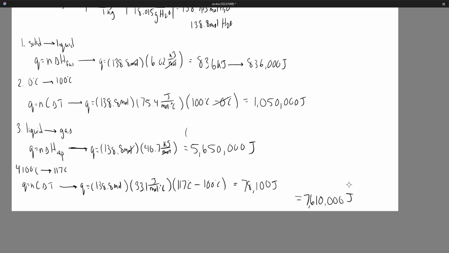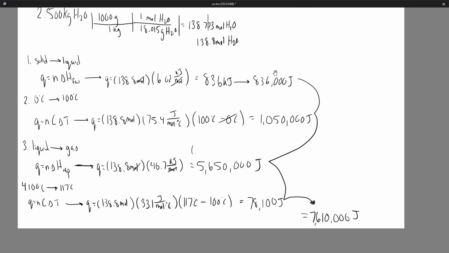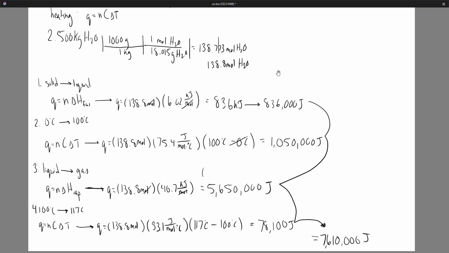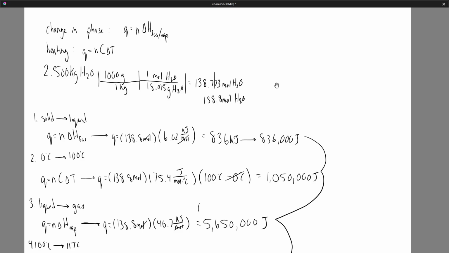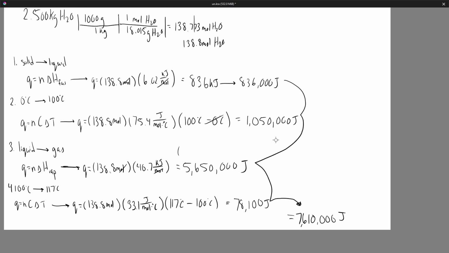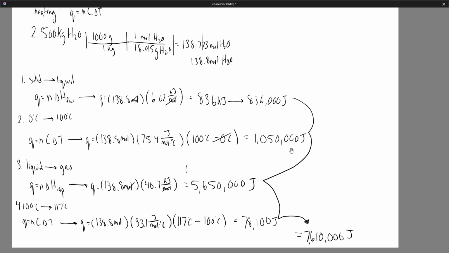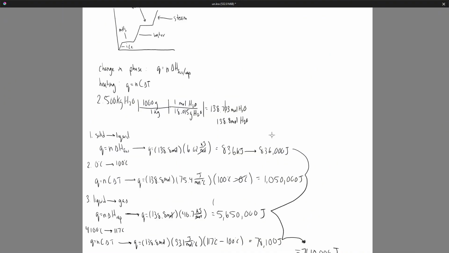So doing all the math, I found the number of joules. Add those up to find the total heat absorbed by water when 2.500 kilograms, starting at the melting point, is raised to a temperature of 117 degrees Celsius. It's a pretty big number, but you're working with a lot of water, so yep, that should be it for this problem.